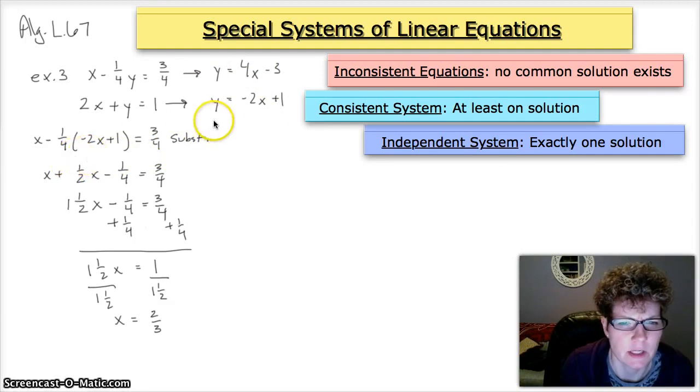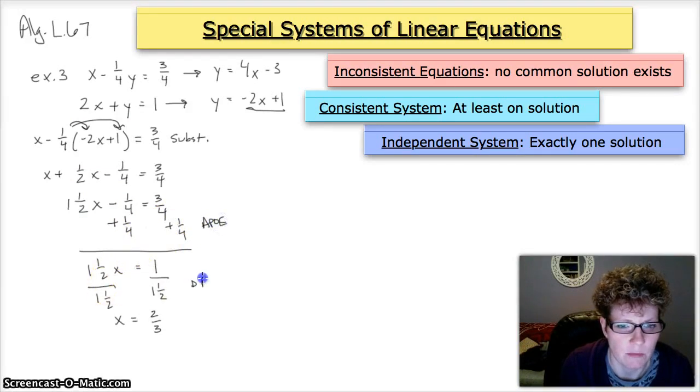What I'm going to do though is substitute negative 2x plus 1 into the first equation, the original equation. So I have x minus 1/4 times negative 2x plus 1, so I substituted there, equals 3/4. And now I go ahead and solve, so I'm going to distribute here, and then go ahead and do the math on that and keep going. I'm going to add 1/4 to both sides, so I use APO here. Okay, so then here I'm going to use DPO, and so I get x is 2/3.